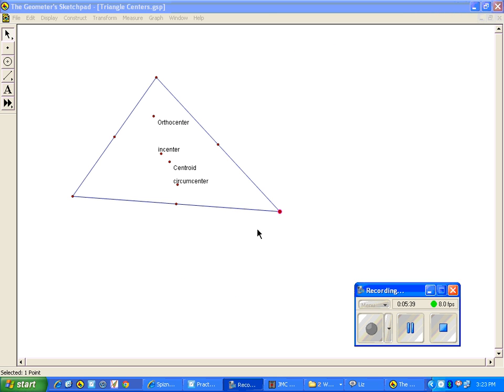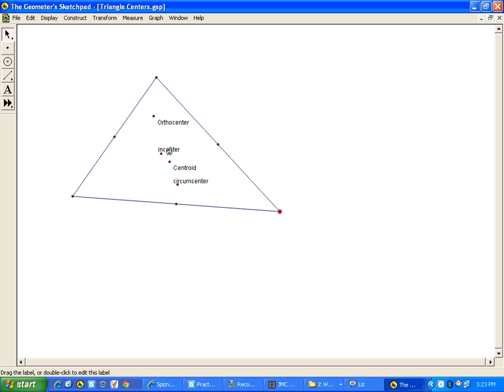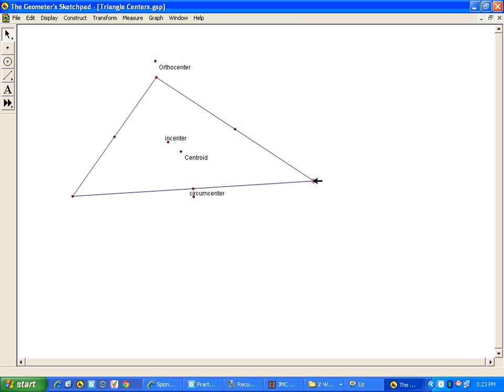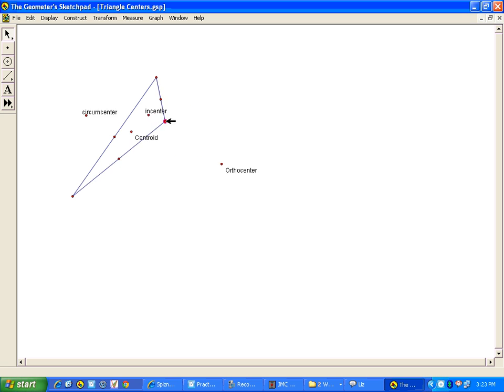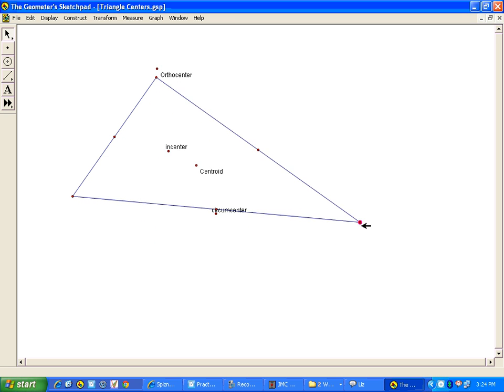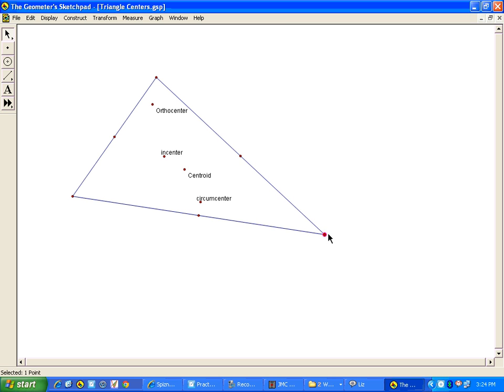Okay, so what I've got here is a triangle, and I've constructed it on my Geometry Sketchpad program, which basically does construction geometry for me. I've constructed all of the centers of the triangle. I can move my triangle and change it, and the centers move according to what the new triangle looks like. So the question is, the angle bisectors of a triangle always intersect inside.